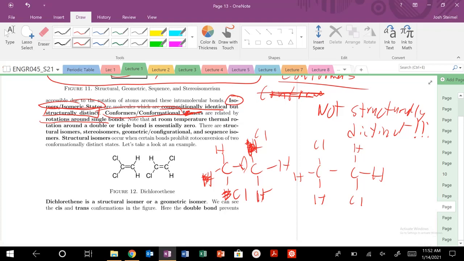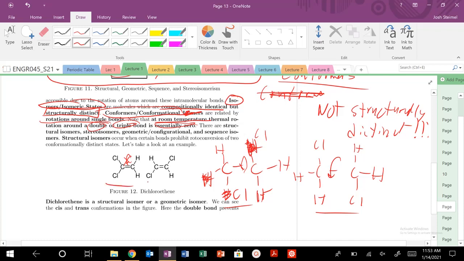I could rotate one of those molecules, and again, they could look structurally identical. That's the key aspect. I could flip them, rotate around the single bond, and recover these states, because I can rotate around a single bond at room temperature. But at room temperature, thermal rotations about a double or triple bond are essentially zero. If you have a double bond, they're fixed. You cannot rotate around them.